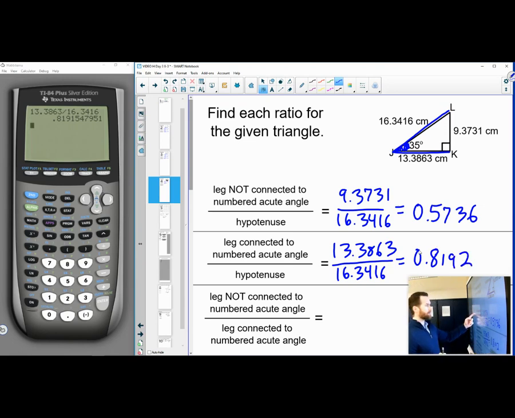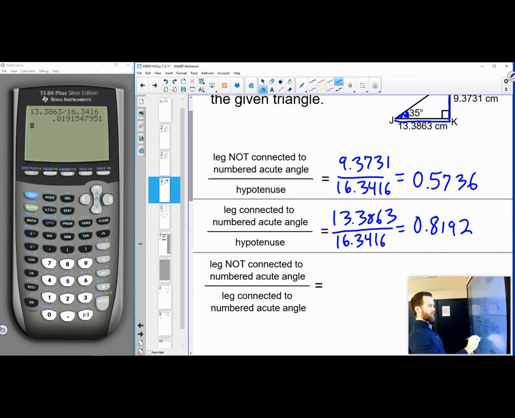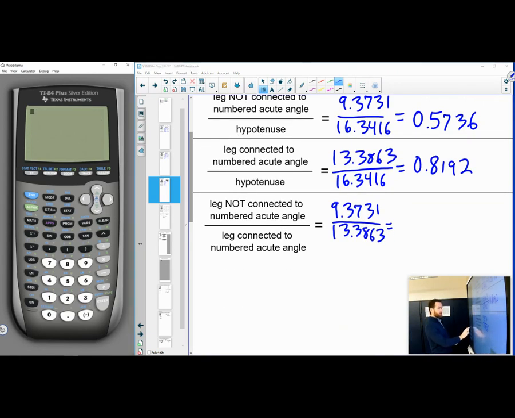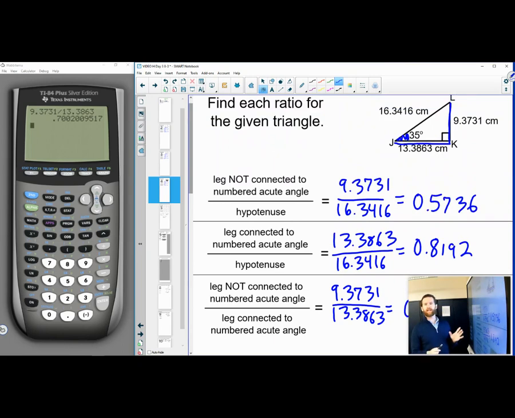And last but not least, we've got the leg not connected. So the leg not connected is right here, compared to the leg that's connected to that angle J. And we get 9.3731 divided by 13.3863. All right, plug that in. 9.3731, divide that by 13.3863. Hit enter, and we get 0.7002.